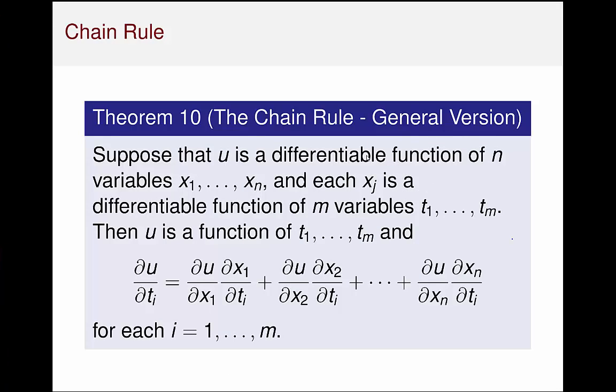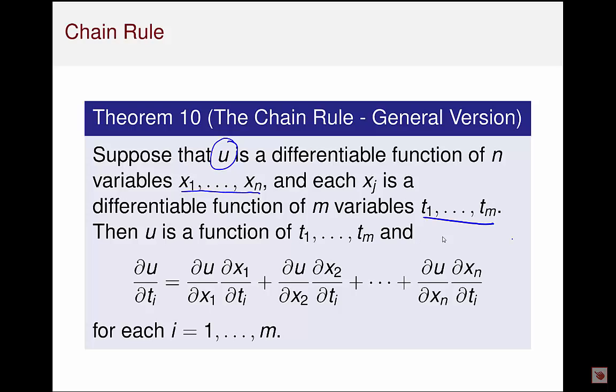Right, in general, the chain rule can be extended to as many intermediate variables as we want, as well as any number of independent variables. For example, let's say we have a dependent variable u, which is assumed to be a differentiable function of n intermediate variables, let's say x1 up to xn, and each of these intermediate variables xj is again a differentiable function of, let's say, m independent variables t1 up to tm. Then our function u is implicitly a function of t1 up to tm.